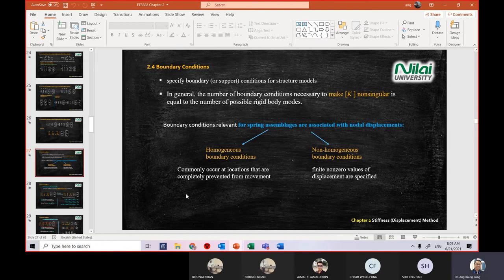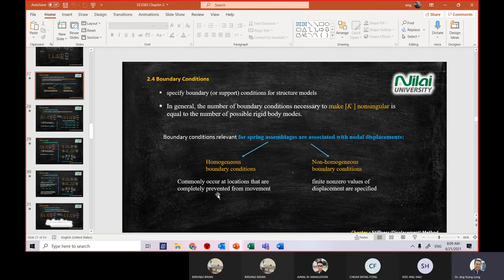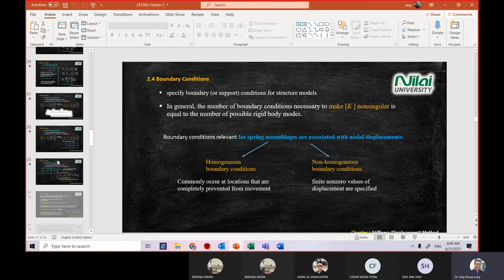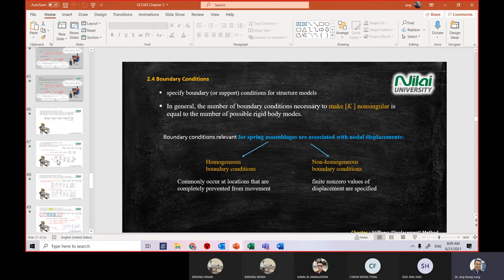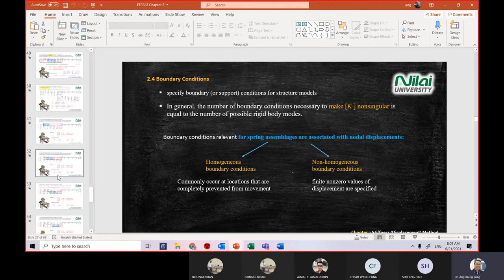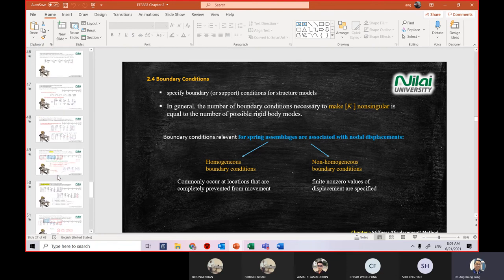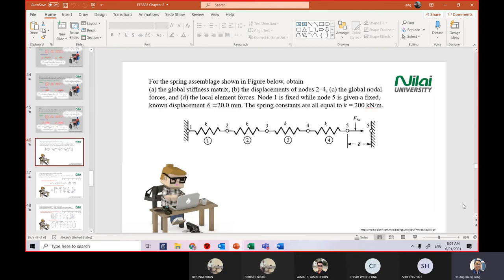Right. Homogeneous is that you have no movement inside, the displacement is zero in the system, while non-homogeneous is that you have a movement, you have a displacement in your system. Okay, so let's go to today's tutorial question.